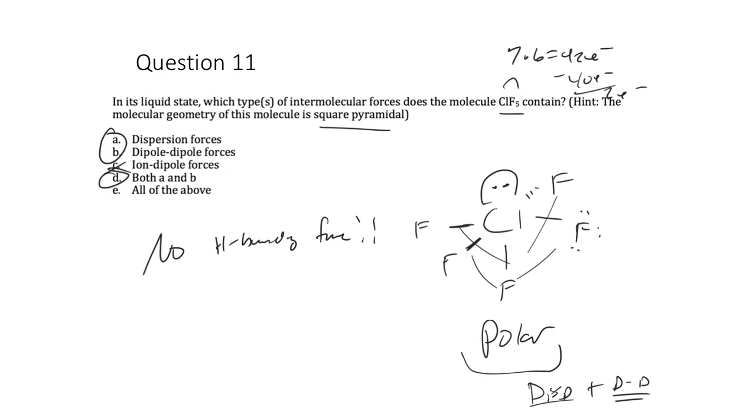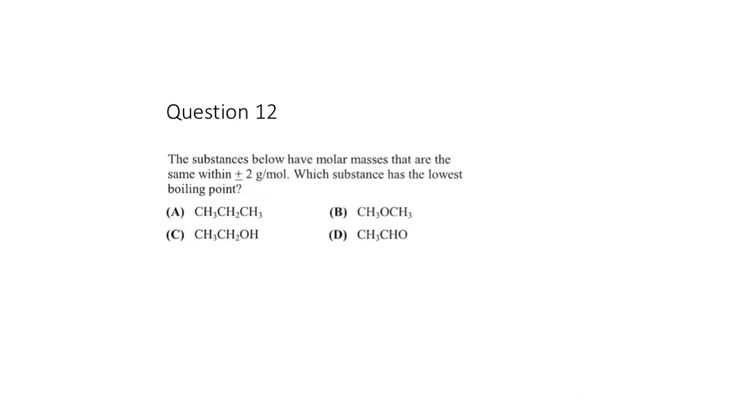So if you see hydrogen bonding, that's the force of attraction. Hydrogen bonding force of attraction is H directly attached to N, O, or F. The substances below have molar masses that are within about 2 grams per mole of each other. Which one has the lowest boiling point?